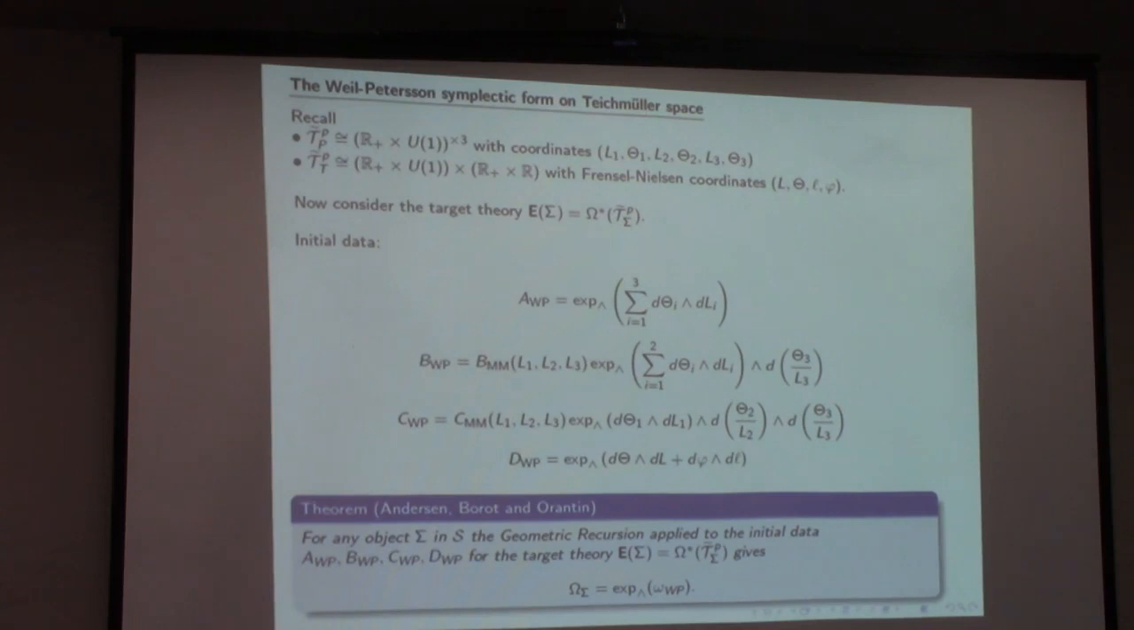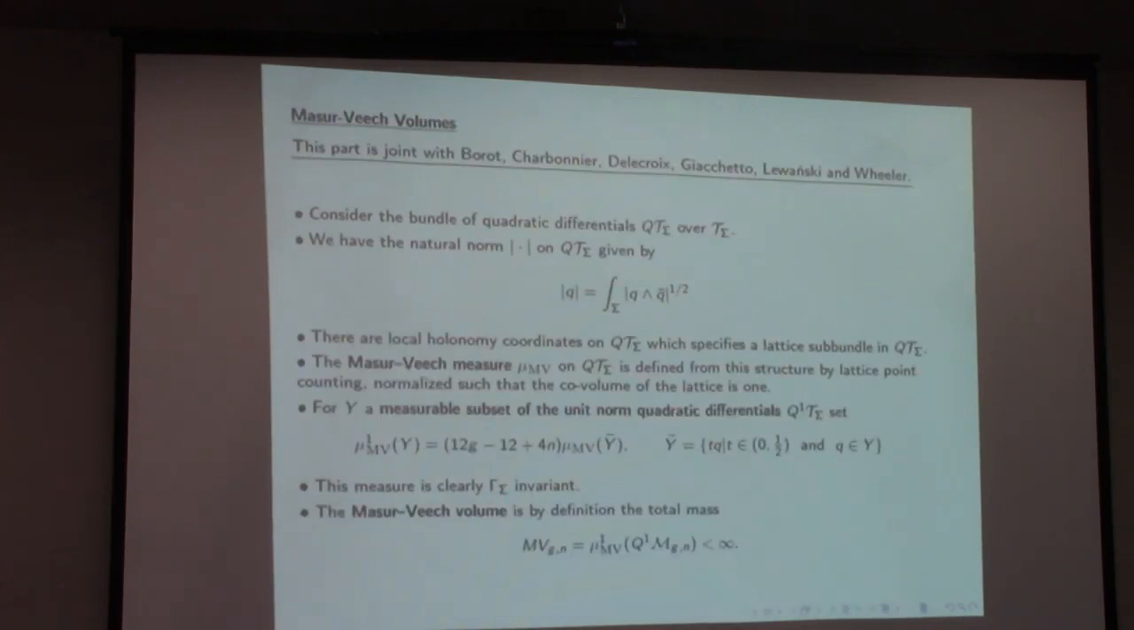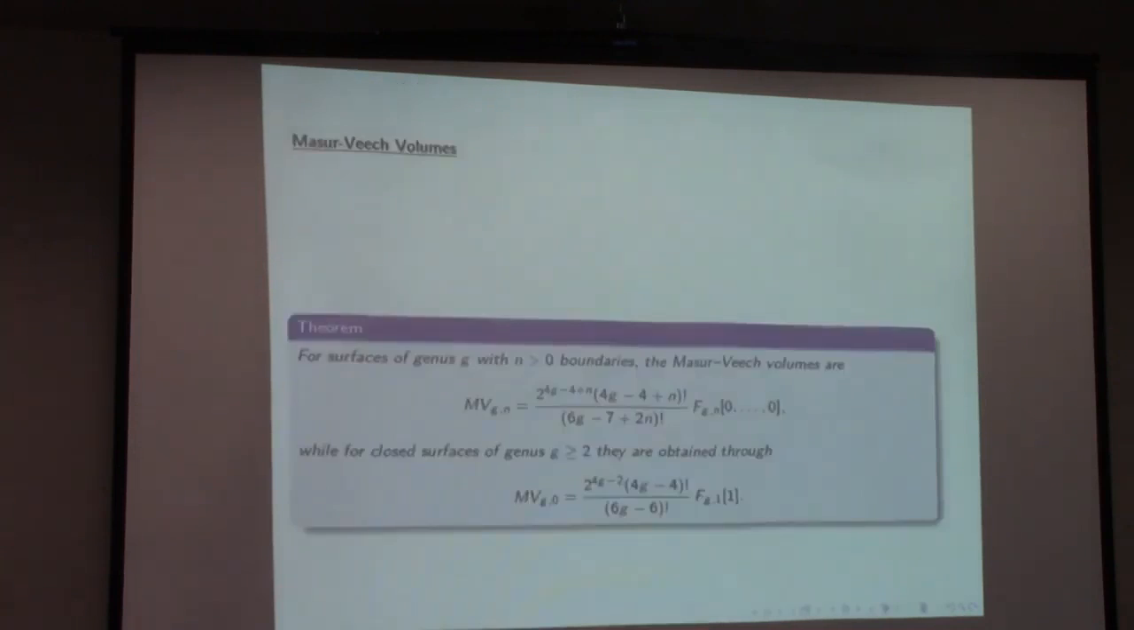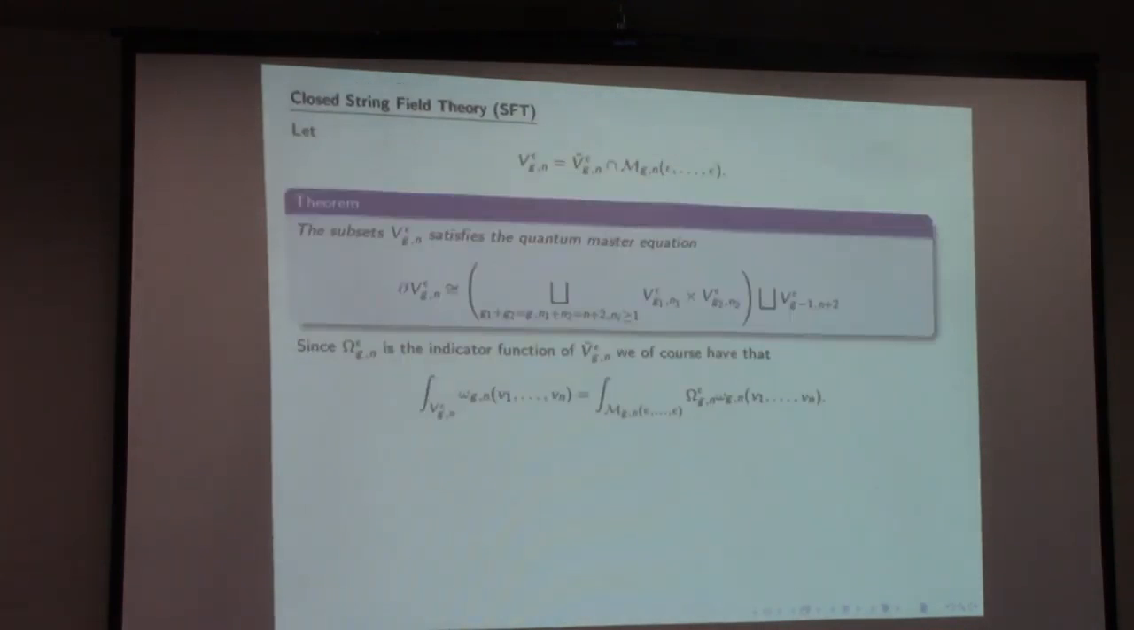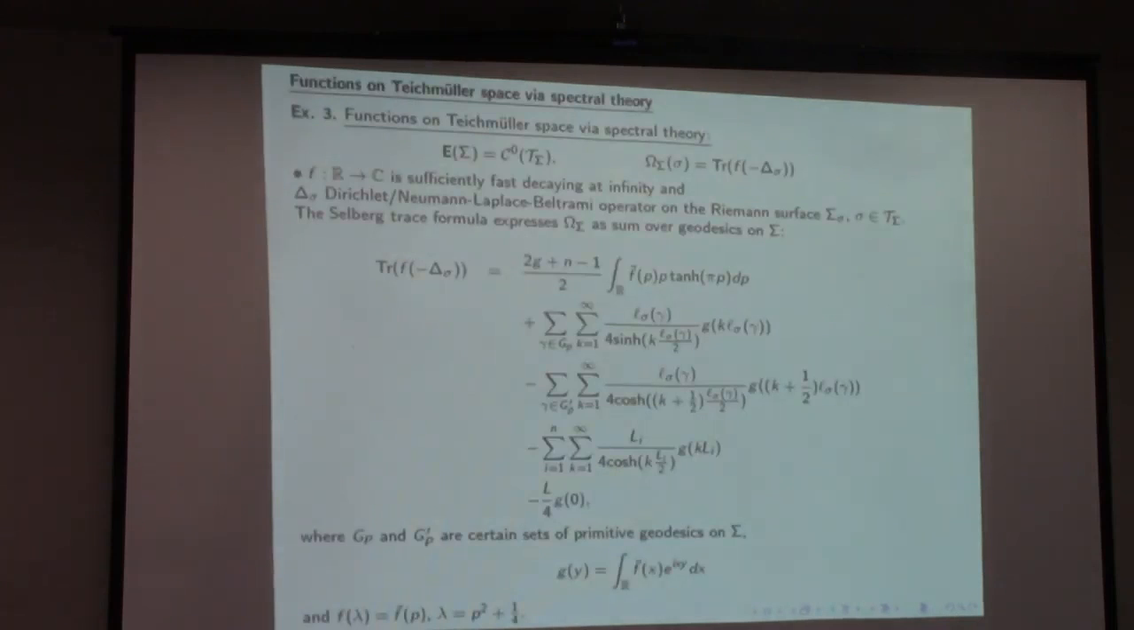Okay, very good. So for the moment I will skip this, I'll come back to it, and I also skip this. I want to come to this example here, which was the third example I gave. The target theory is now back to functions on Teichmüller space, but the function I take is the trace of f applied to the Laplace-Beltrami operator, with either Dirichlet or Neumann boundary conditions, because we're looking at surfaces with boundary, right?